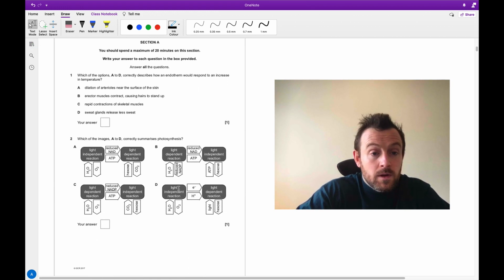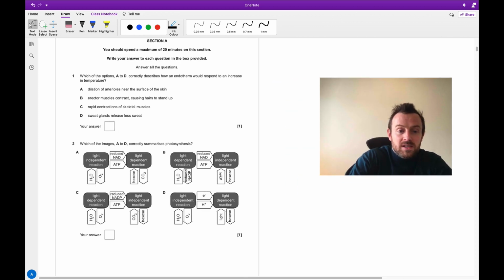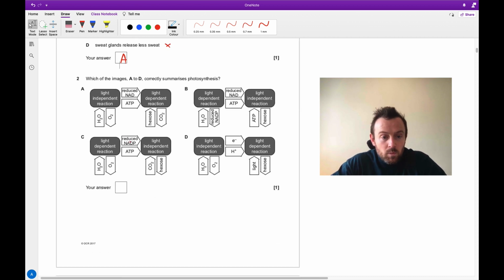Okay, first one. Which of the options A to D correctly describes how an endotherm, remember that's like a human, would respond to an increase in temperature? So this is how would you lose heat energy? Yes, this is correct. So A is correct. No, this is like hair standing up, and that would be if it's cold. Rapid, that's shivering. No, sweat glands, less sweat, that's no. So that's simply A.